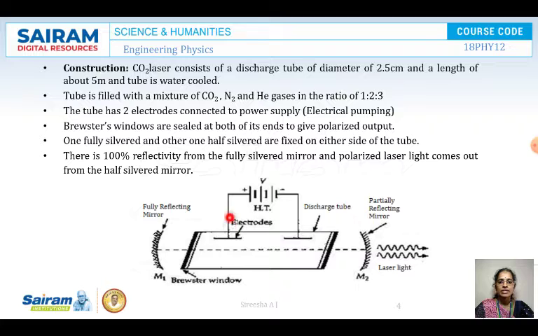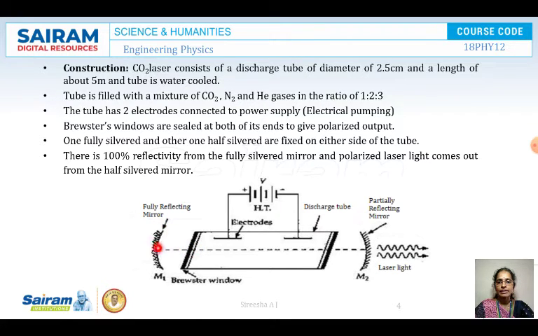And you can see here two electrodes are placed to achieve the pumping. The pumping is done electrically, a high tension voltage is given. Now you can see here the Brewster's windows. This is a Brewster's window and this is another Brewster's window. Brewster's windows are sealed at both the ends to give the polarized output.